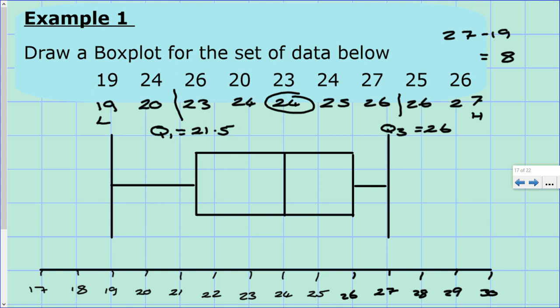So every single time, remember what each line represents. Your longer lines are our lowest and highest, and then here our Q1 to our Q3, or our interquartile range, then we've got to do that. And this middle number, or this middle line, is our median.